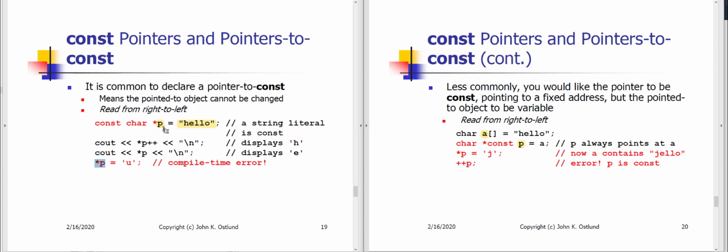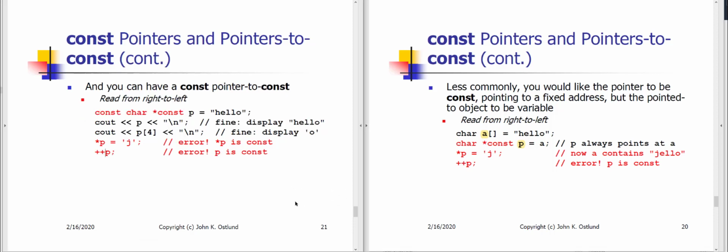Okay? So on slide 19, p is a pointer to a char, which is const. On slide 20, p is a const, which is pointing to a char. And of course, we can have const in both locations. P in slide 21 here is declared as a constant pointer to a character constant. That means that p can't be changed because p is const. It also means that the character that p is pointing to cannot be changed because that character is also const.